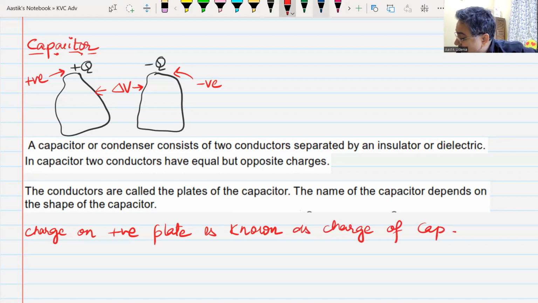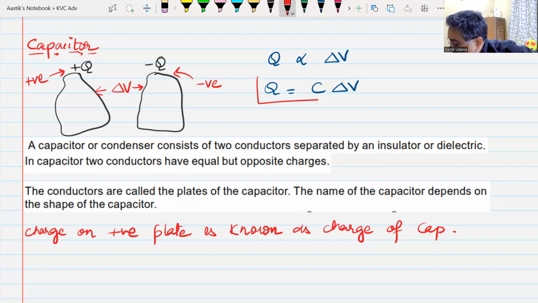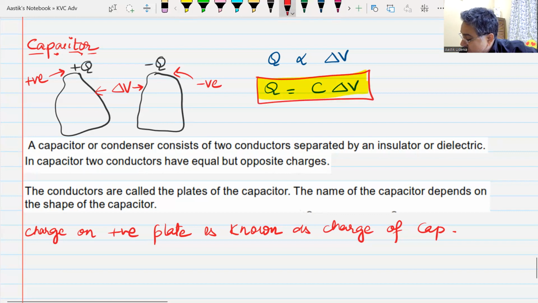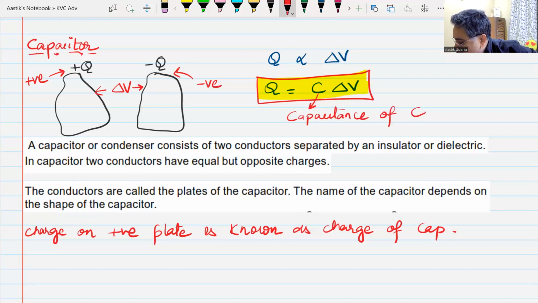Now, it has been found out that this charge Q, which is the charge on the positive plate, is directly proportional to delta V. What is this delta V? This delta V is the potential difference between the positive and the negative plate, or Q can be written as C into delta V. This C is now known as the capacitance of the capacitor. So from one conductor, we move on to two conductors. Do we understand the difference between the two things? One was capacitance of a conductor. This is capacitance of the capacitor. Do we understand this? Yes, sir.